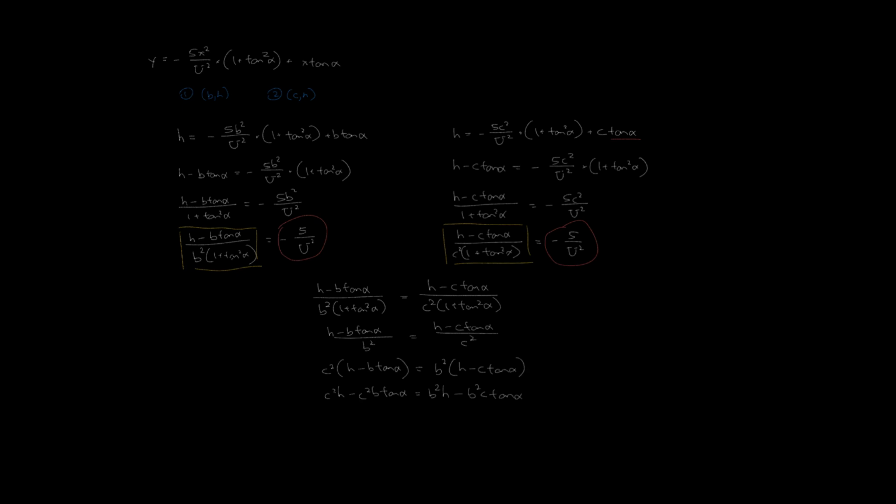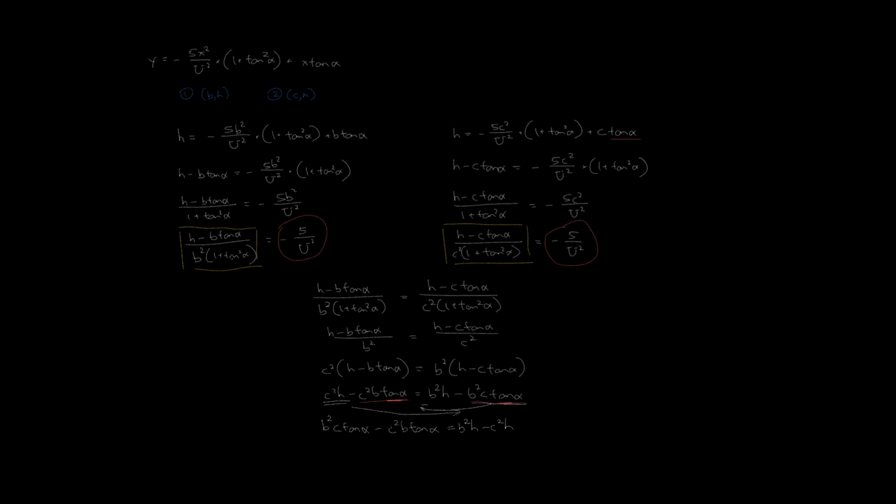So now, we want to try and merge this and this together because they have our tan alphas. So let's move these to the same side. So now we're going to have b squared c tan alpha minus c squared b tan alpha, and then I'm going to move this component over to this side, is equal to b squared h minus c squared h.